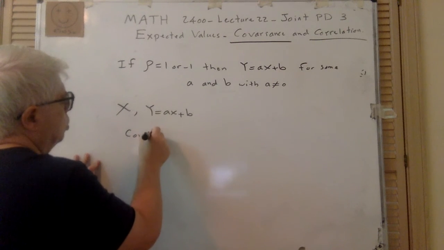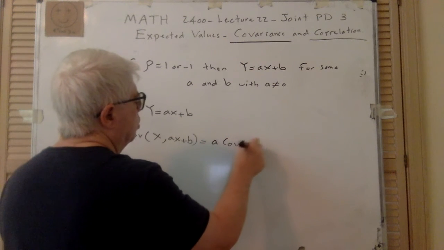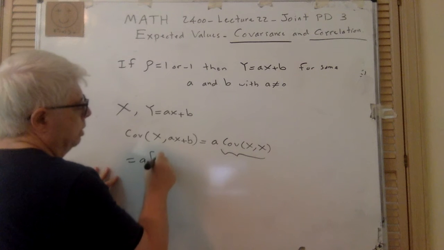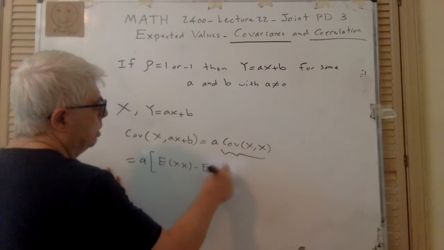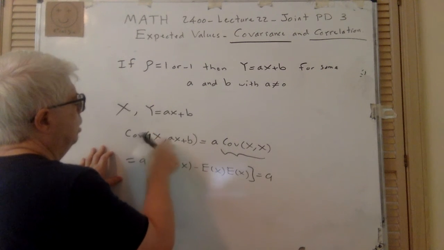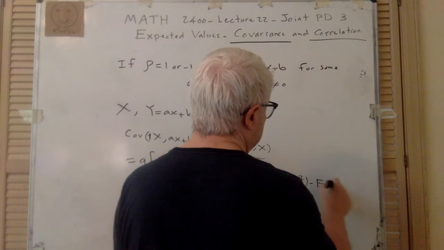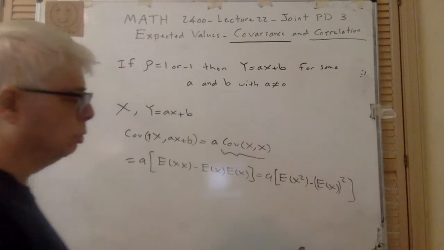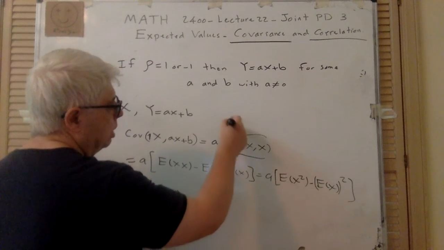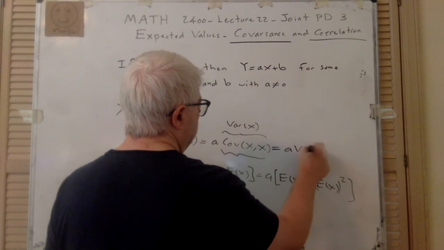So let's find the covariance of these two, x comma ax plus b. We just found the formula for this. That was the covariance of x comma x. It's interesting to see what this one is. So that is a times E of x squared minus E of x squared. What is E of x squared minus E of x squared? That is the variance of x. In fact, the covariance of xx is the variance of x. So this gives me a times the variance of x.